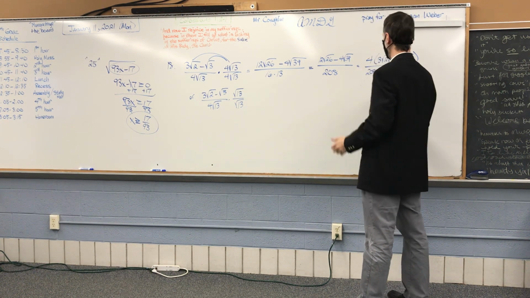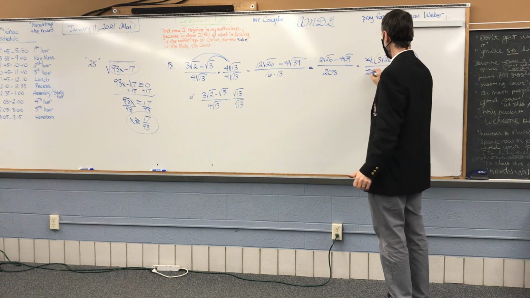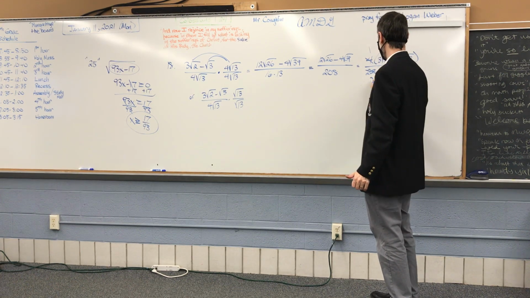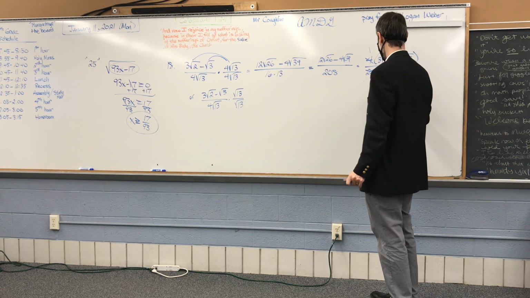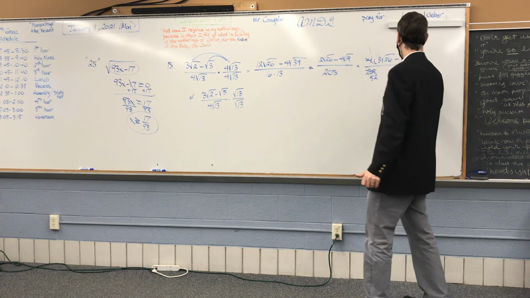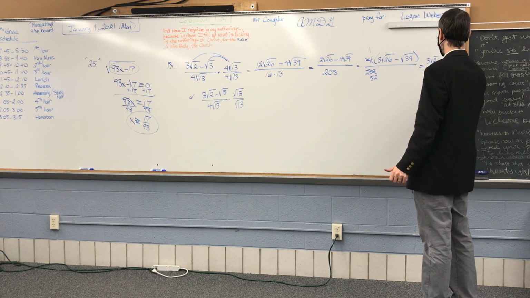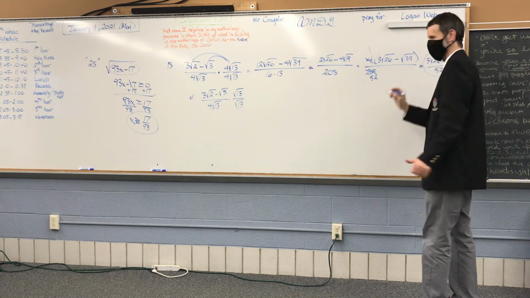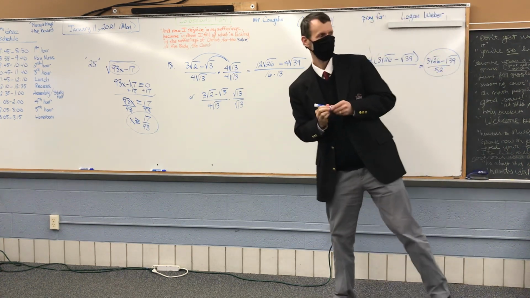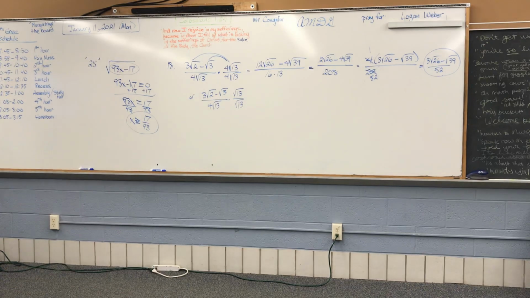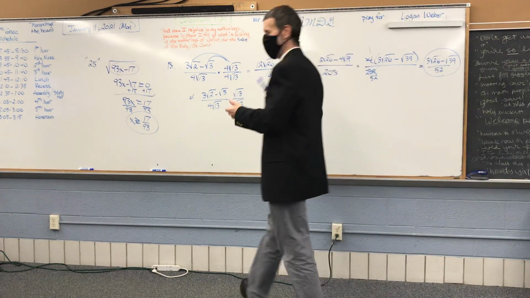4 actually goes into that. 4 and 208 reduced to 1 and I think 52. So you're left with 3 radical 26 minus radical 39 over 52. And that's it. Okay. Does that make sense?